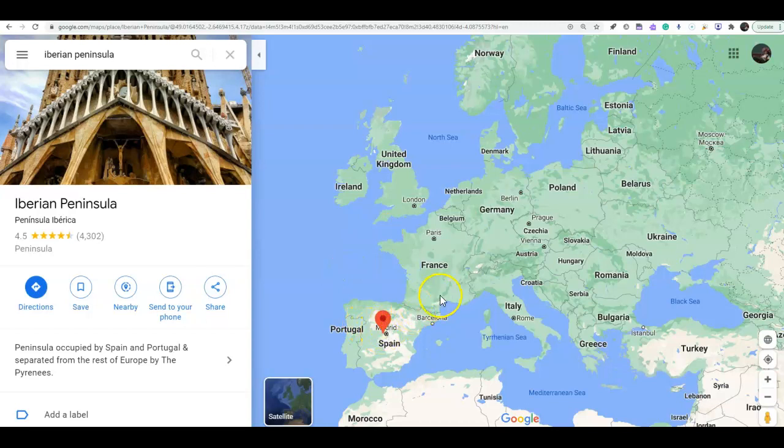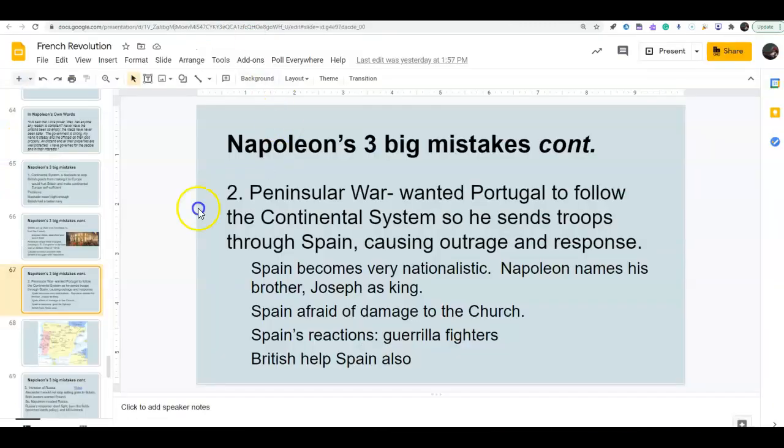Spain already hates France because Napoleon put his brother Joseph in charge there. So Spain gets this nationalistic feel during this time, and they actually declare war on France. So his plan kind of backfires there. It doesn't work out for him.